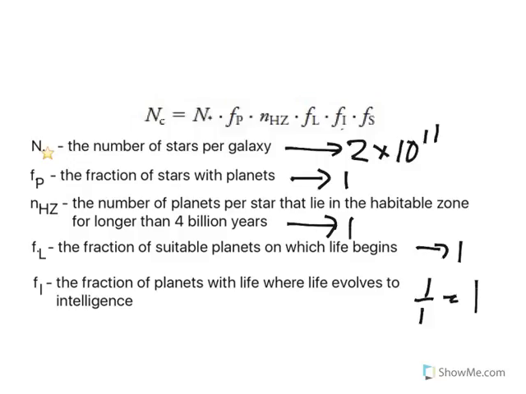The optimistic person would choose this fraction of 1. The pessimistic person would choose a fraction like 1 out of 100 or maybe 1 out of 1,000. We're the optimistic person, so we're going to choose 1.